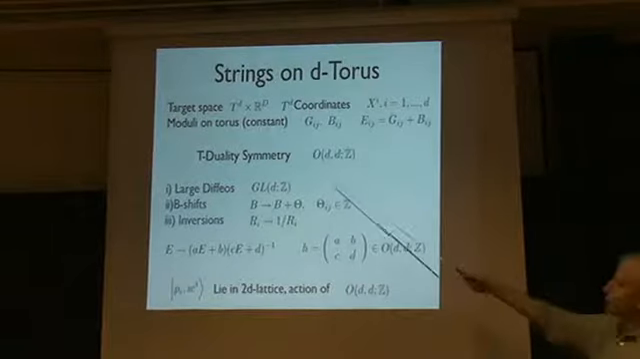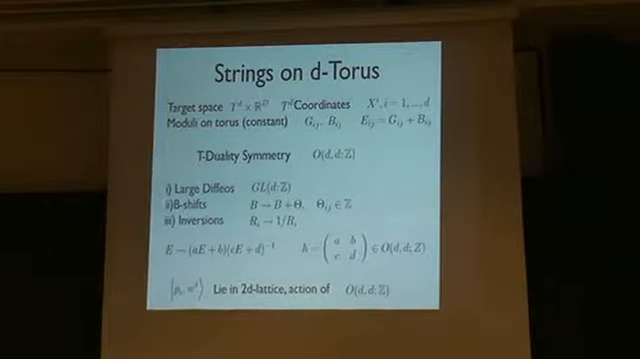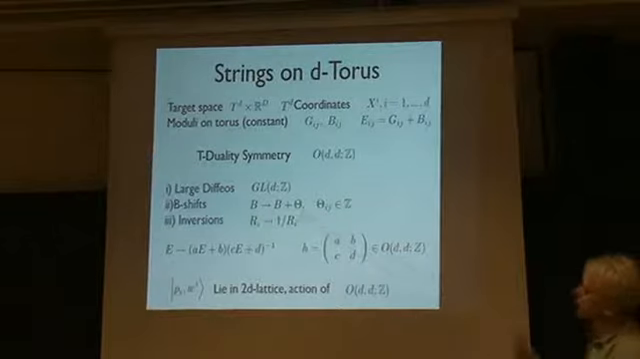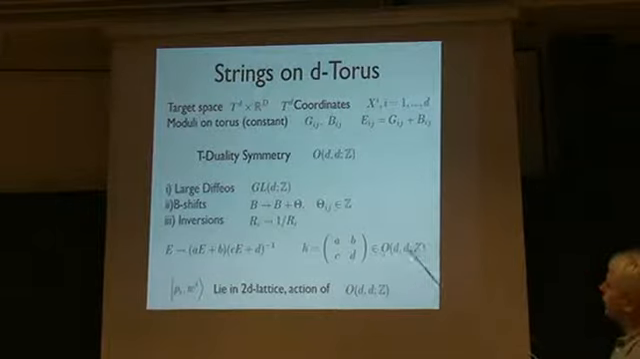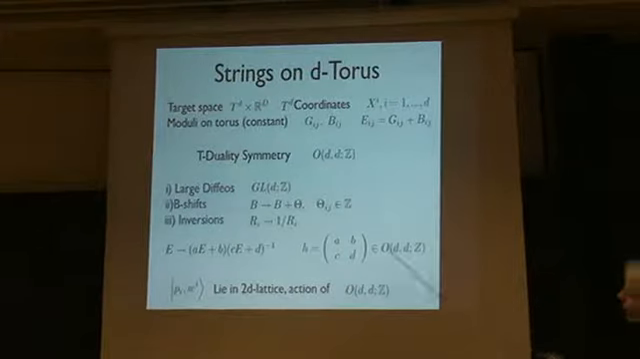So we have these sets of symmetries of the theory, and one can show that they don't commute with each other, and that together they generate an infinite dimensional discrete group, and this group is O(D,D;Z). So these are matrices.